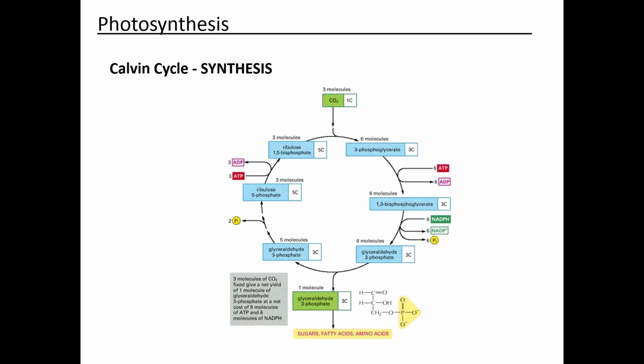So if it takes 3 carbon dioxides to make a 3-carbon sugar, which is glyceraldehyde 3-phosphate, how many carbon dioxides do you think have to enter the cycle if you want to produce glucose? Yes, 6. So if you want to make a 6-carbon sugar like glucose, then you're going to have 6 carbon dioxides enter the cycle because you can use 2 glyceraldehyde 3-phosphate molecules to make a glucose molecule. Do you guys have other questions about the Calvin cycle?